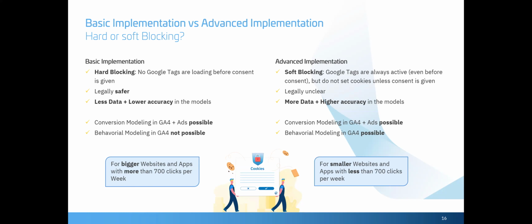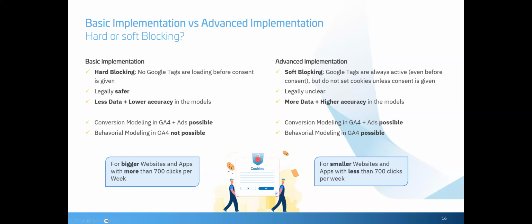It's legally safer, right? Conversion modeling is possible. Behavior modeling is not possible, right? As we talked before, behavior modeling will need the soft blocking. So the basic implementation is meant for bigger websites and apps that have more than 700 clicks per week. So that's the 700 clicks for the conversion modeling. Or, I mean, that's the Google claim, or that's for websites that want to be legally safe, right? So if you want to be legally safe, hard blocking is usually the way there.